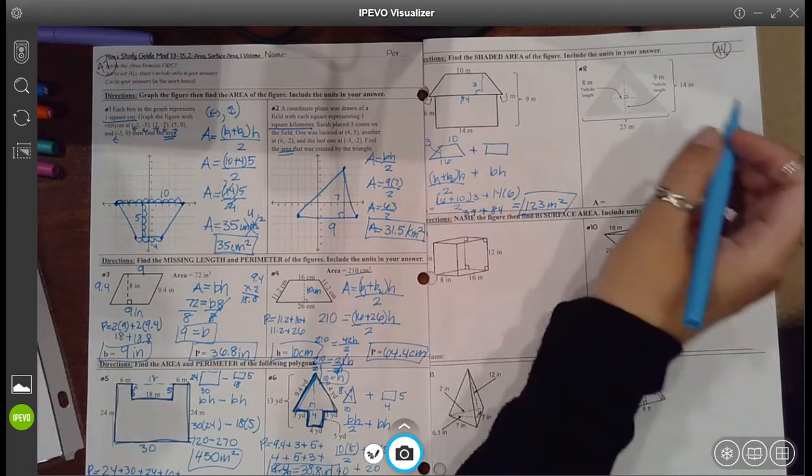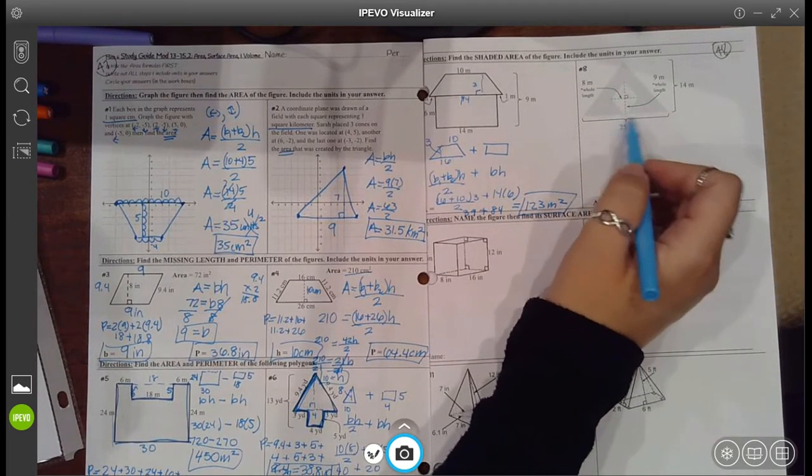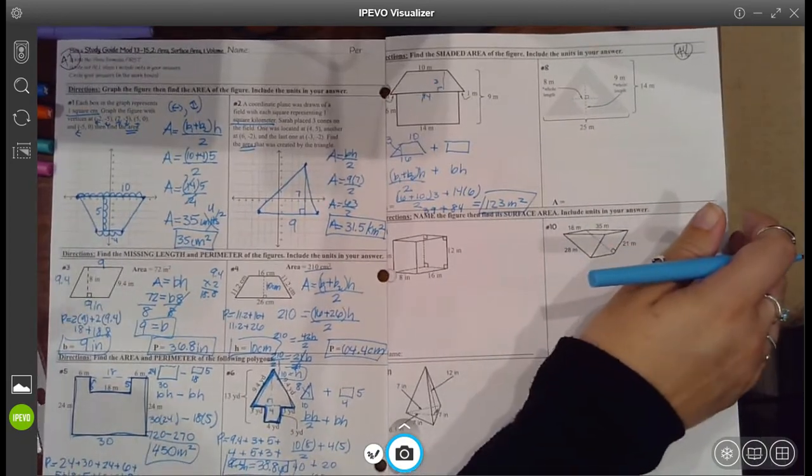Okay, we have just the shaded portion, so that's this outer area right here. What do you think the best way to find the area of that shape would be?